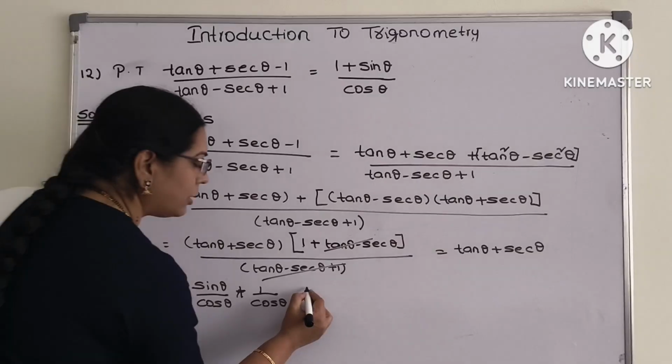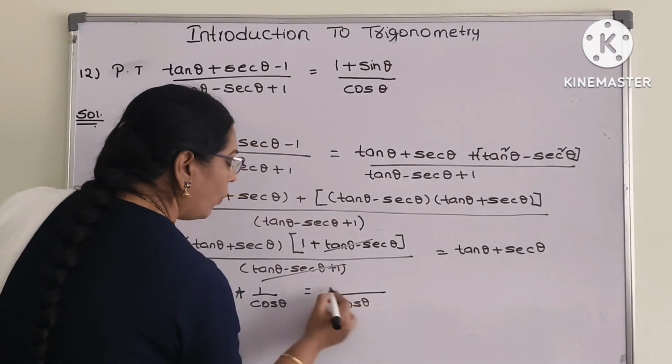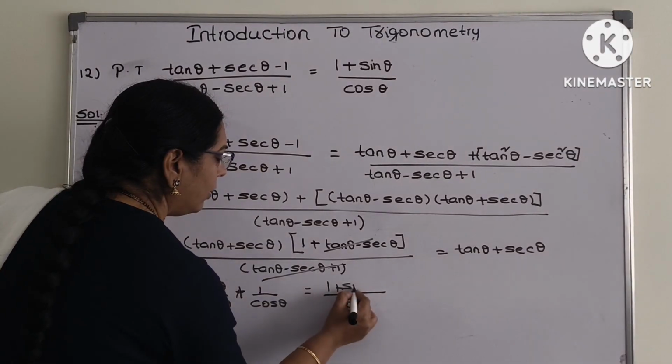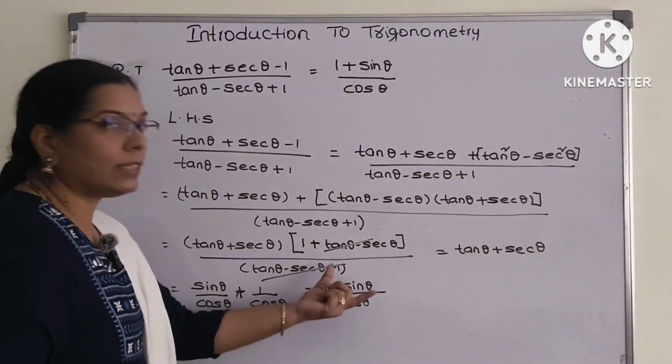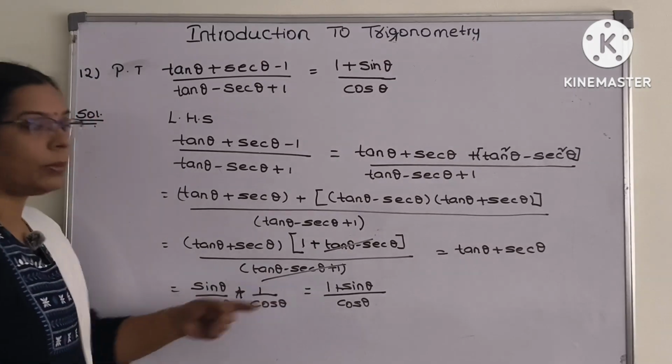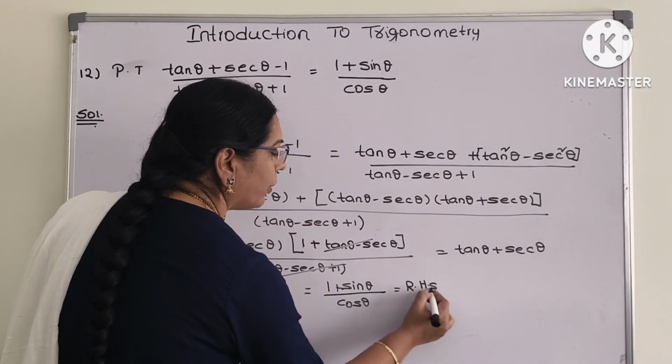Since the denominator is both same, I can rewrite it as 1 plus sin theta by cos theta. I will write the denominator only once and add the numerators normally. This is your RHS and hence proved.